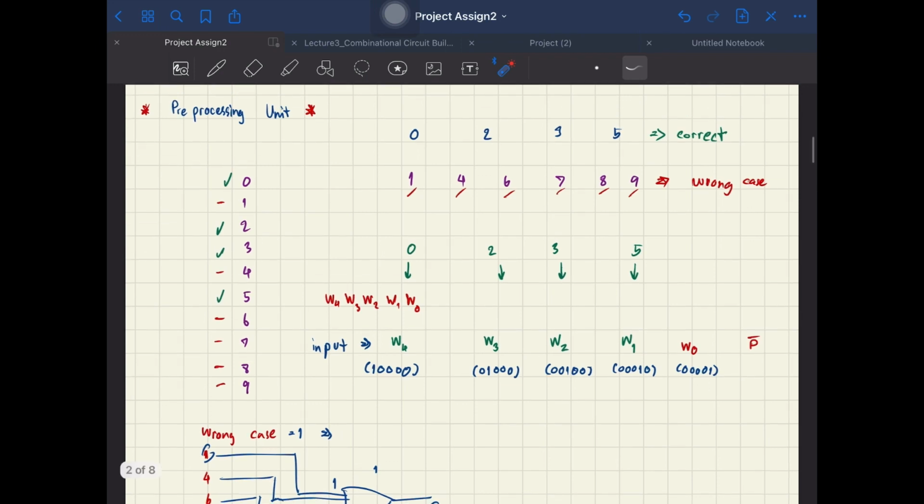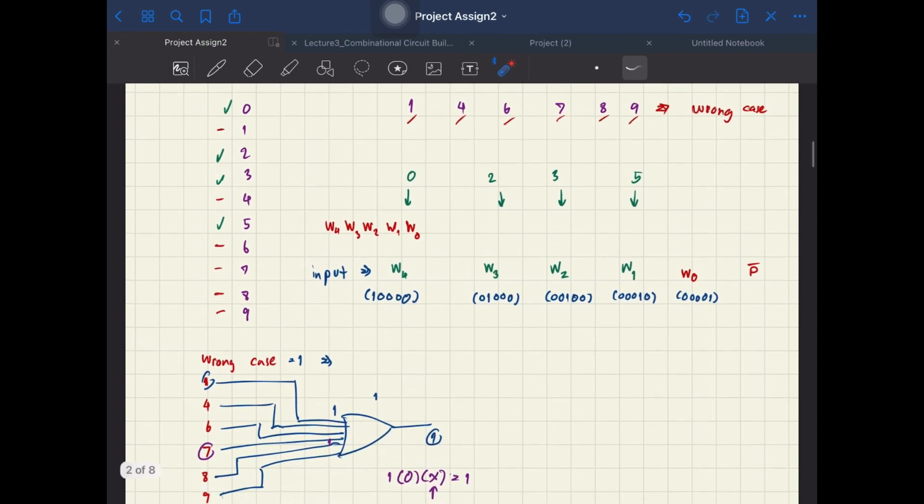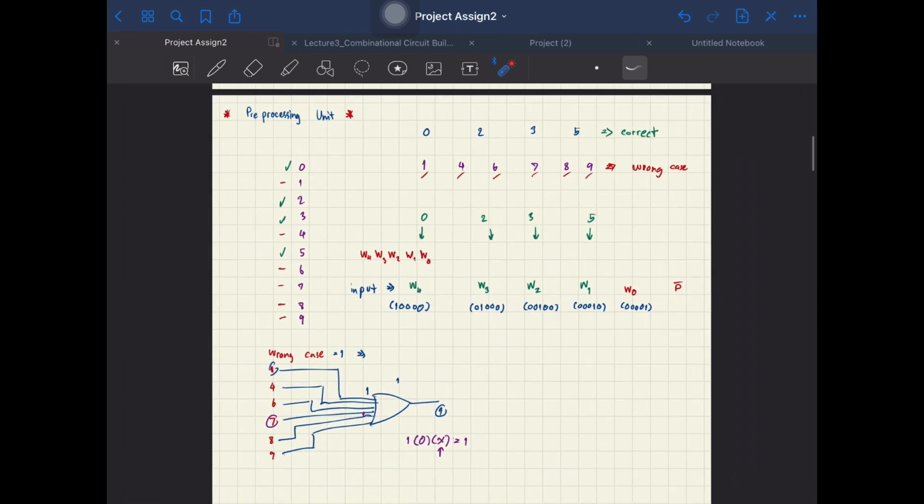And one more thing about this pre-processing unit is about the switch. I use a pull-down switch, so it is active high. If you press, it will be 1. So this is all about the pre-processing unit. Let's go to the next part.